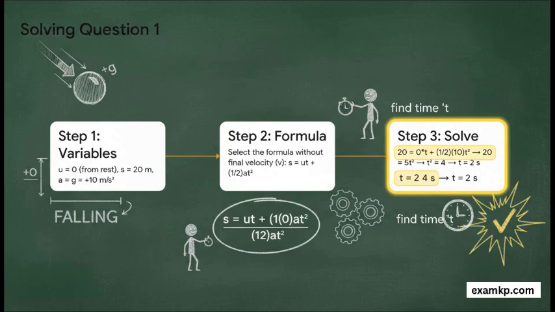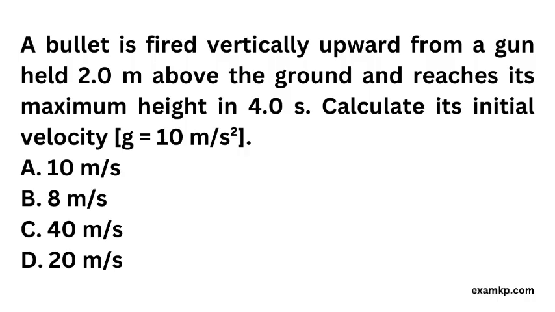The perfect formula is clearly s equals ut plus 1/2 at squared. We substitute our values, solve for t, and we get our answer, 2 seconds. Easy peasy. Let's try another one. This one tests upward motion. A bullet is fired vertically upward from a gun held 2.0 meters above the ground and reaches its maximum height in 4.0 seconds. Calculate its initial velocity, g equals 10 meters per second squared.